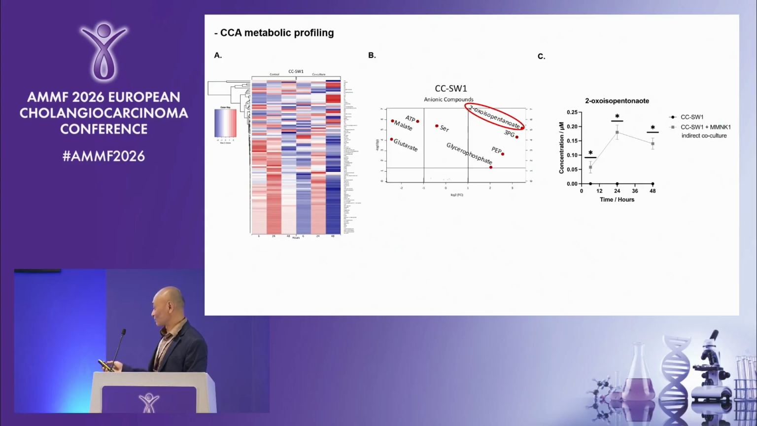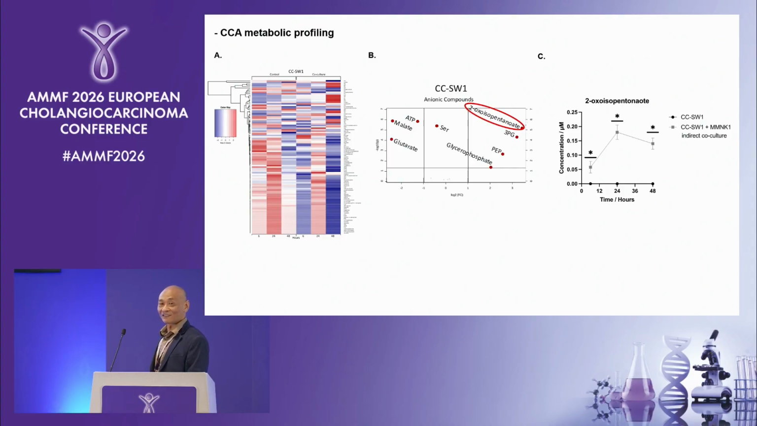Then we observed, interestingly, one metabolite, 2-oxoisopentanoate. To start with, we tried to find out exactly what it is. We went through so many textbooks, and it was unknown. Then one day I had to contact the head of the department of chemistry at Oxford University, and he told me what it is.